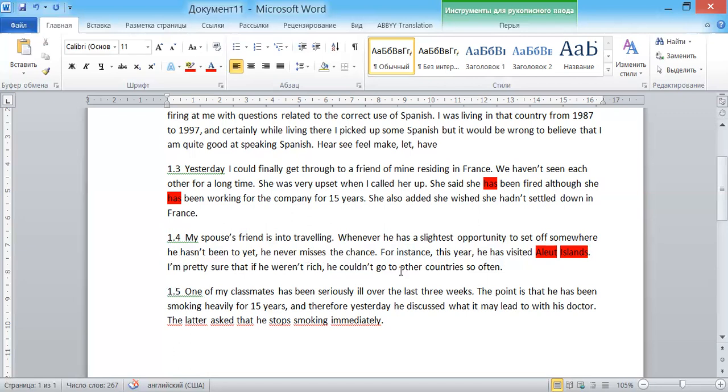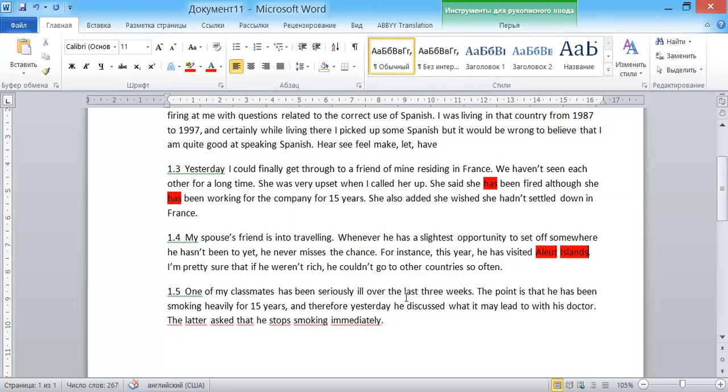We don't use the article there. Okay, let's proceed to the next one. One of my classmates has been seriously ill over the last 3 weeks, which means that 3 weeks ago he started to feel that way and feels the same way now too. For that reason, we use the present perfect tense: has been seriously ill.